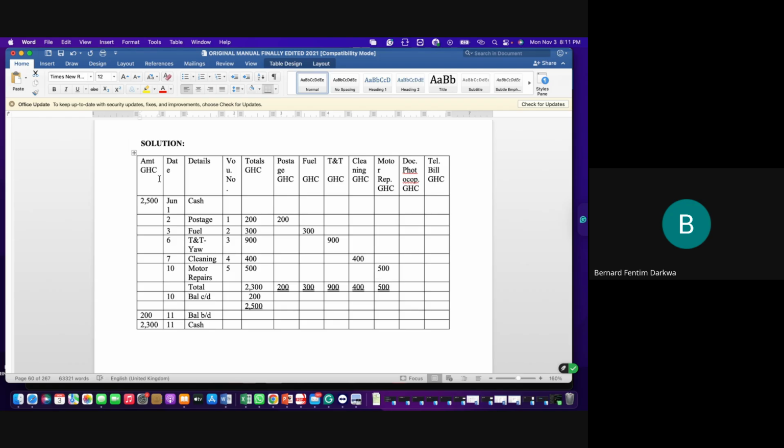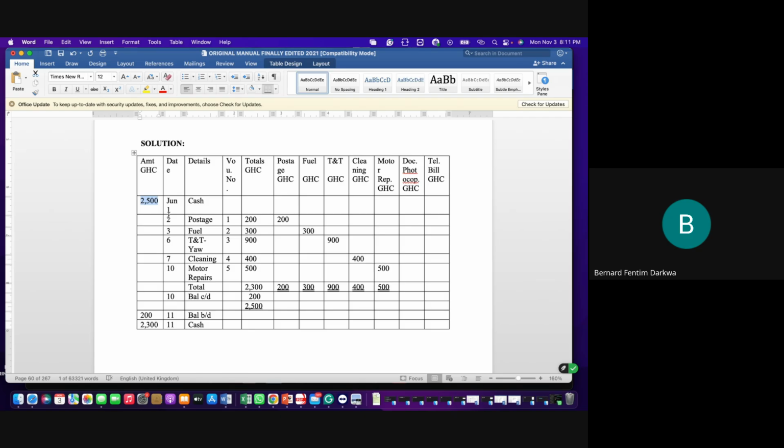So you create the column to record it. Maybe on 1st January, the accountant gave you cash of 2,500. So you have to indicate that you received cash of 2,500 from the accountant. Then on the second, you start spending the money. What is the evidence? Maybe at the beginning of the month, 2,500 for petty items, you have a bill, voucher one, 200.